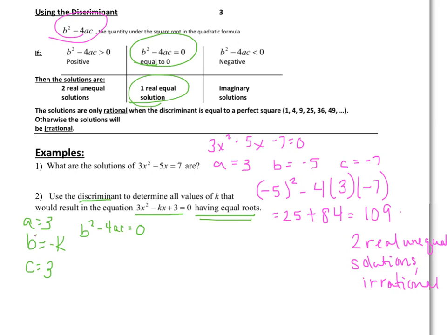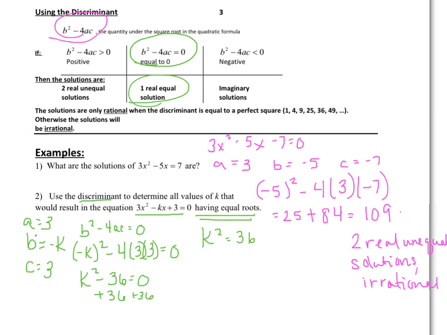So b squared would be negative k squared. Since it's negative, I'm putting it in parentheses. 4 times 3 times 3. So negative k squared is going to be k squared. Minus 4 times 3 times 3 would be minus 36. If I solve for k, I could add 36 to both sides. So k squared equals 36.